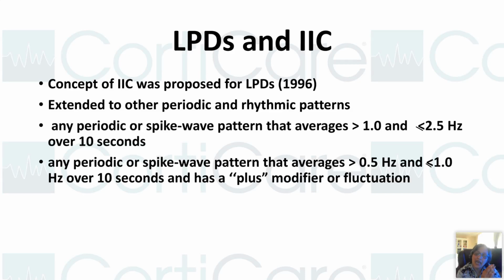And now if we have a plus modifier attached to those PDs, whether it is the faster frequencies or the rhythmic activity, now the frequency decreases. The frequency of PDs with plus modifier is 0.5 to 1 or less than 1 hertz for 10 seconds. So that would categorize as ictal interictal continuum.